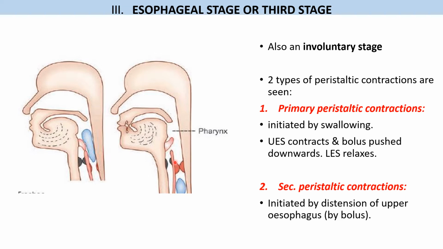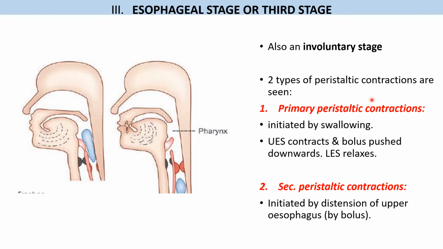Now, during this phase, the food bolus is propelled or moved forwards from the upper part of the esophagus towards the stomach by a process known as esophageal peristalsis. Peristalsis is nothing but the alternating contraction and relaxation of smooth muscles of the GIT that pushes the food towards the anal or the aboral end.